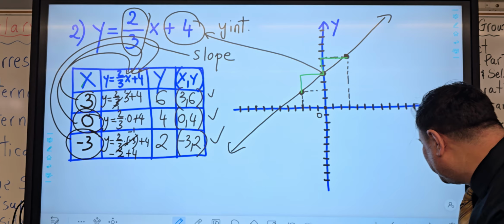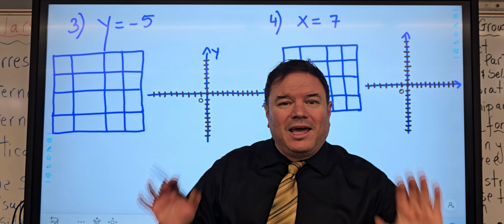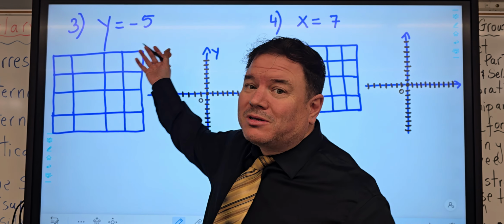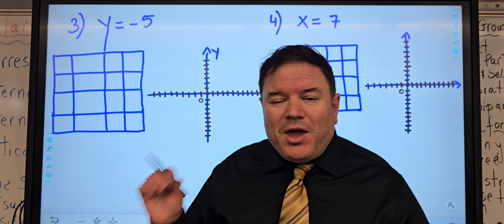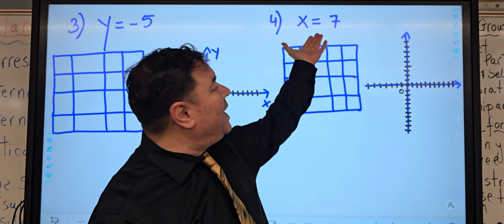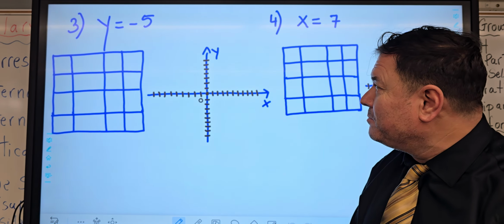Let's continue with another example now. In this example, it's a little bit different and very, very easy. What's going to happen if y equals a number? And what's going to happen when x equals a number? A very easy equation. Let's see, let's find out.